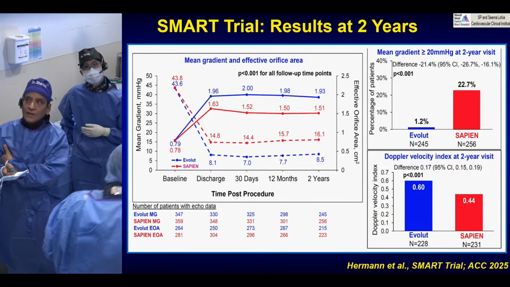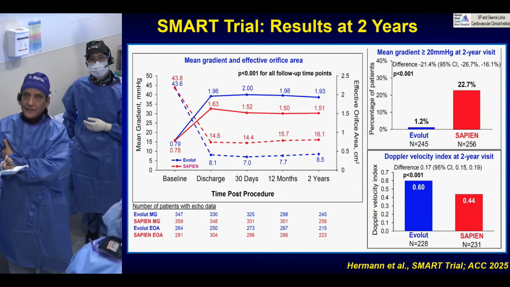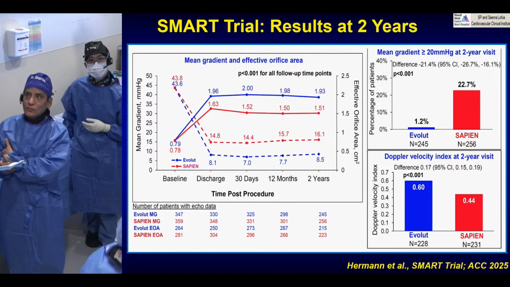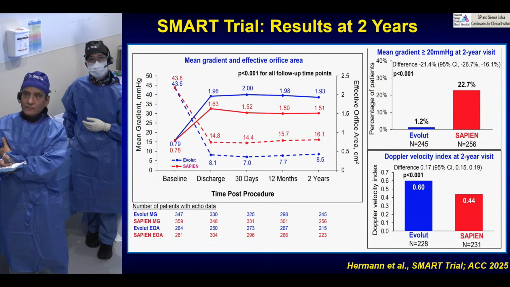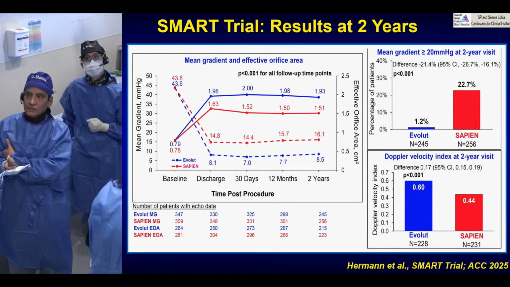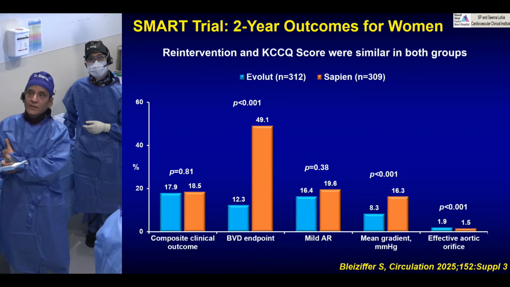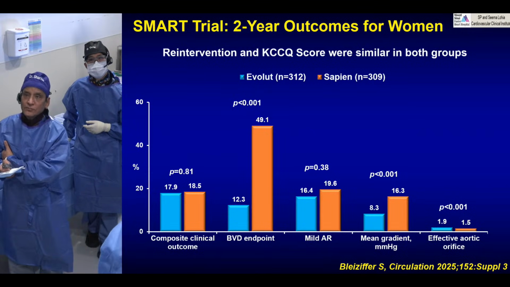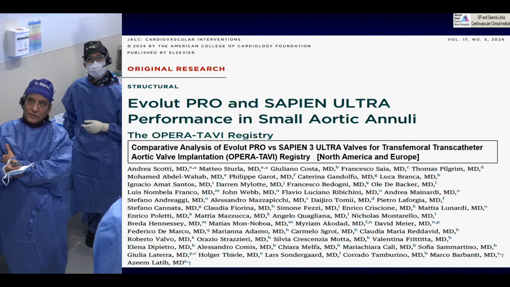Yeah. So this part will continue, and basically at 2 years also, we got very good results from the hemodynamic point of view, although the MACE, you can say, was identical between the two as shown here. So this is a plus.